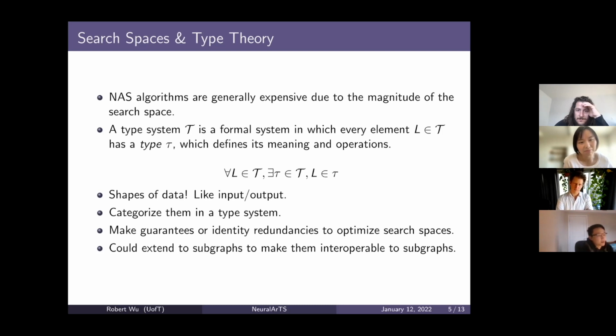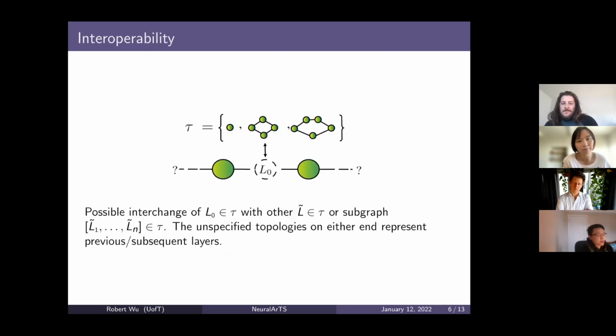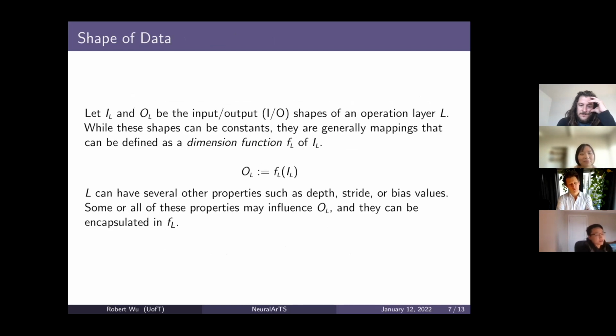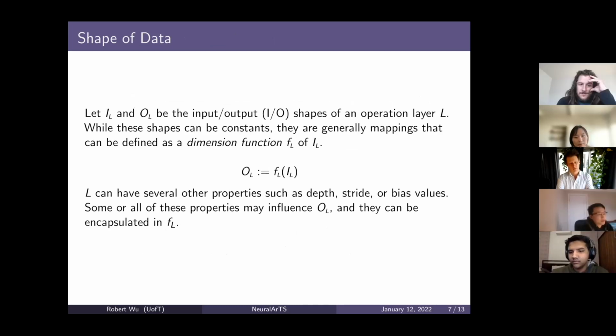Interestingly, you can treat operations and entire subgraphs as equivalent because there's an input and an output. This is just an example. This missing L0 can be interchanged with other single operations or subgraphs, like the middle and the right in the tau brackets. And the way we can manipulate the shape of data is using dimension functions denoted by FL and IL. IL is the input dimension, and OL is the output dimension. Although this looks very simple, neural operations usually have other properties that are encapsulated by FL. So there are probably other variables involved with your operations that are not exactly shown here. I'll give you an example later.